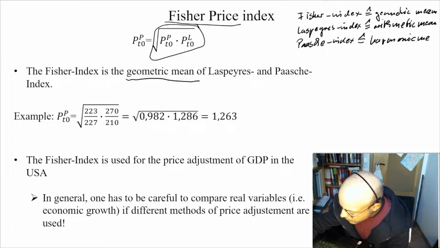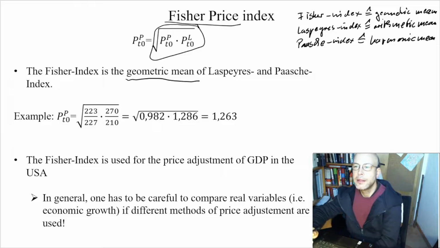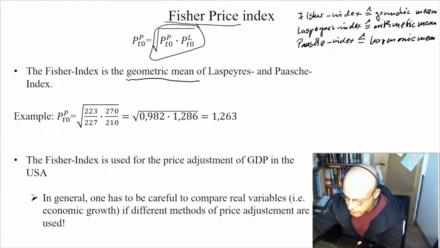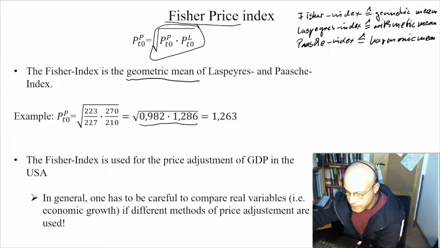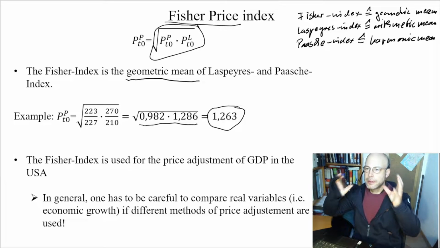And well, if we calculate this mean in our example, then we just multiply our 0.98 times 1.28, taking the square root, so we obtain a Fisher price index of 1.26.